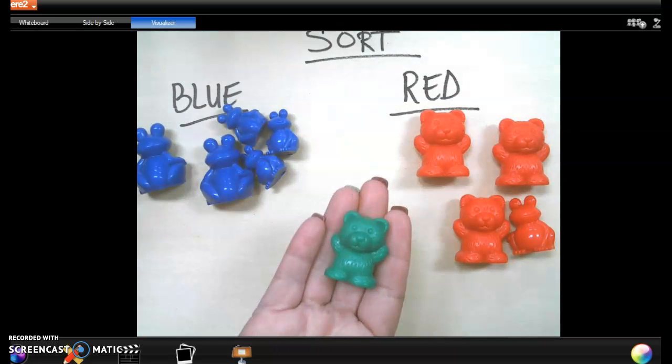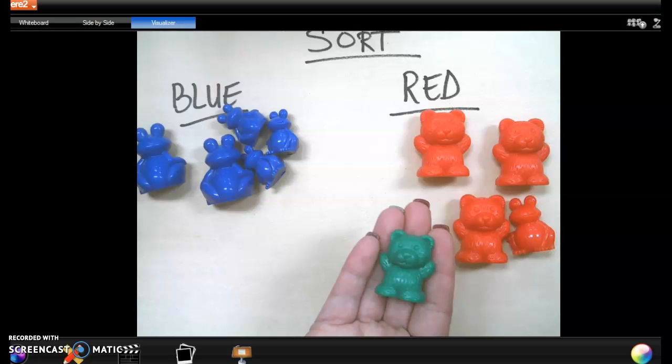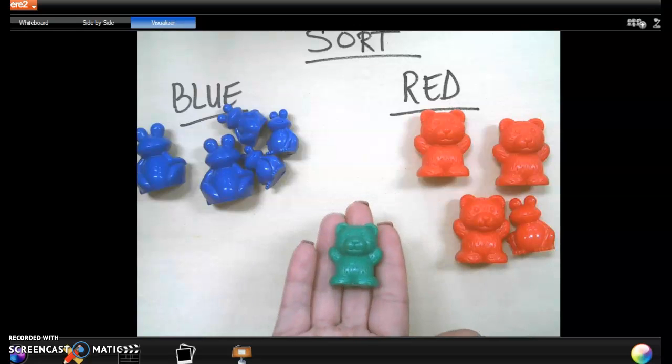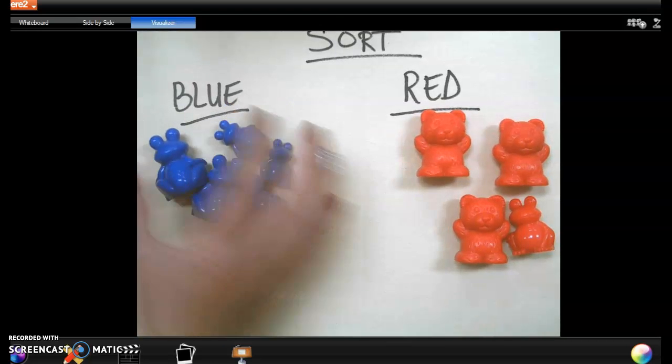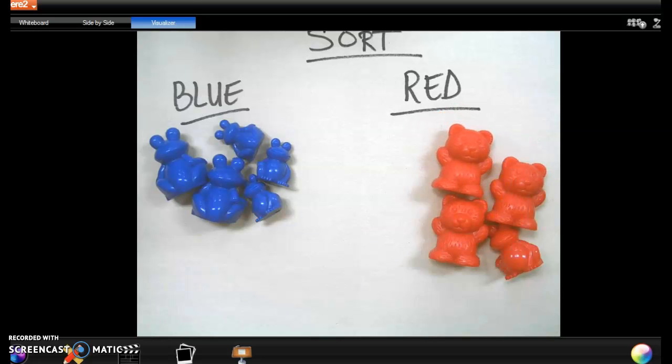Is this blue or red? No, right? This is green. So should I put it on blue or should I put it on red or should I just not put it anywhere? We don't put it anywhere, right? Since it's green, we're just not going to put it. It doesn't belong in the blue group and it doesn't belong in the red group. So just pay attention to that because there's a couple like that in the homework.